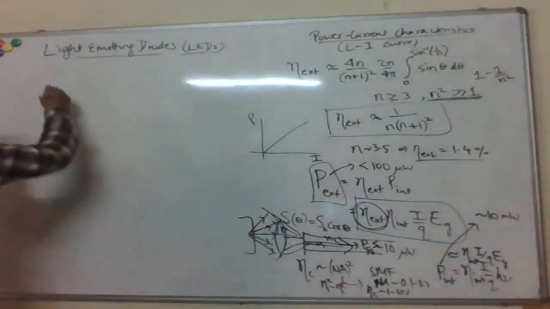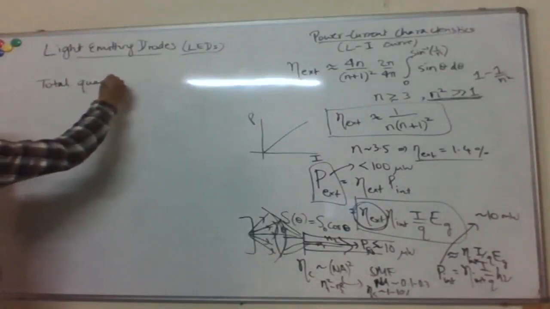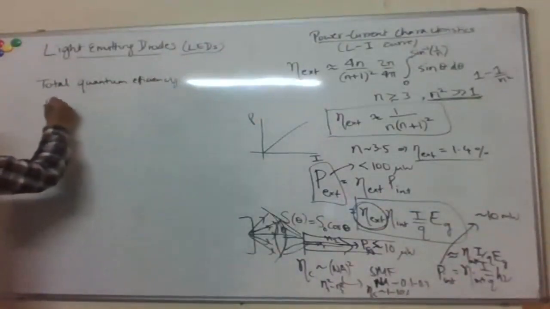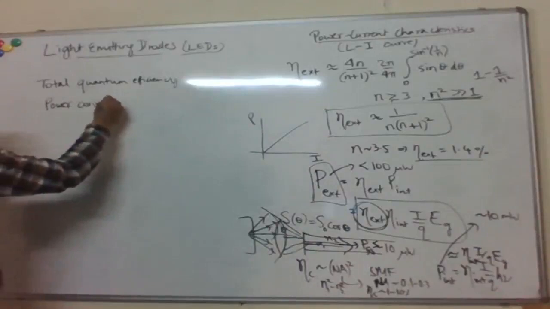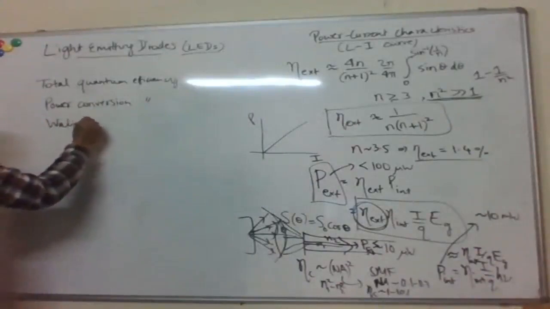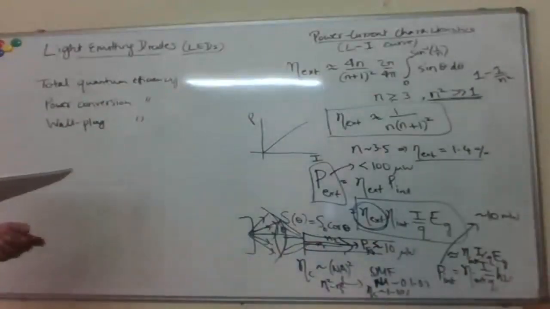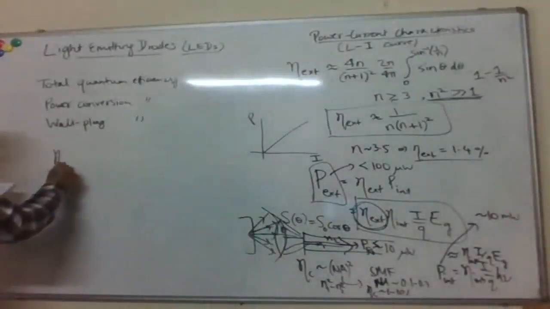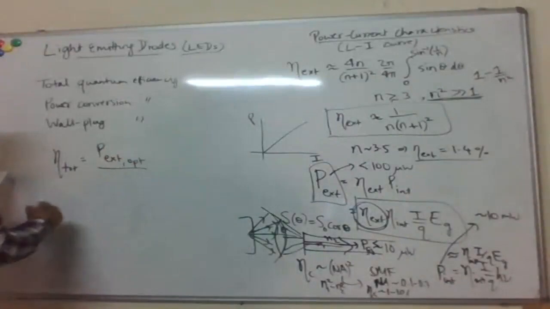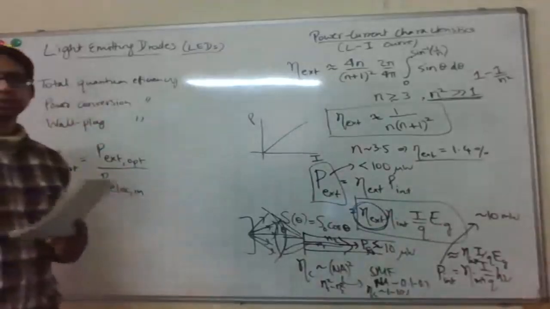Okay, so finally, there's a metric which is known as the total quantum efficiency, or the power conversion efficiency, or sometimes the wall plug efficiency. Right, so basically, I'm finally interested in how much optical power I'm getting out, divided by the electrical power I'm putting in to the device.